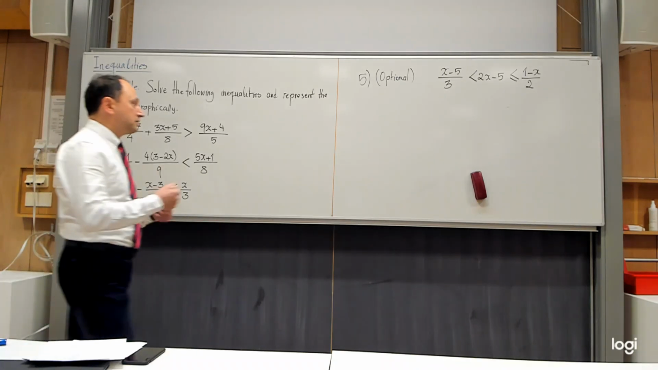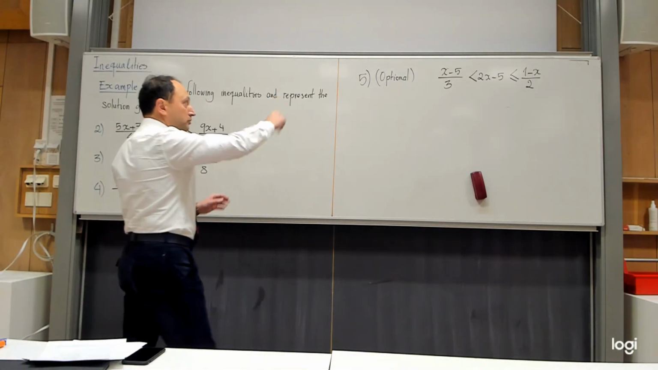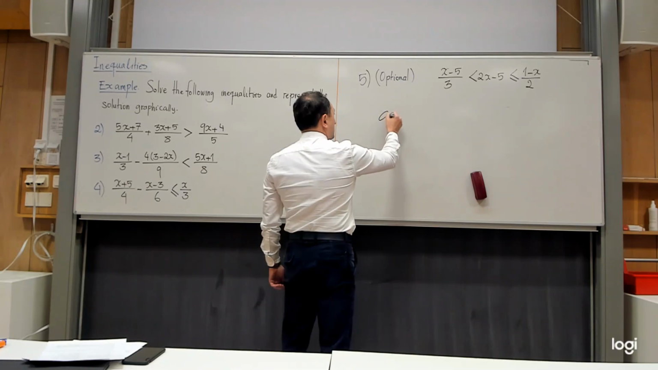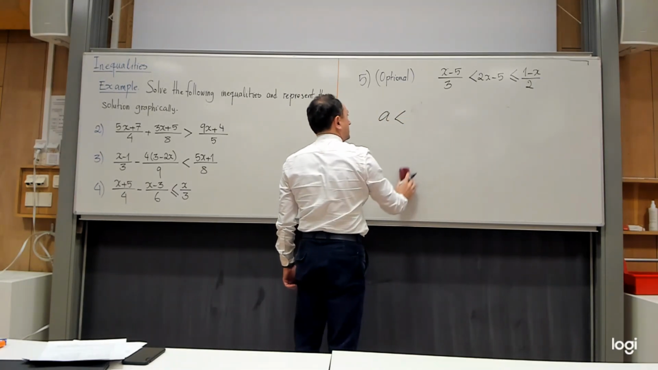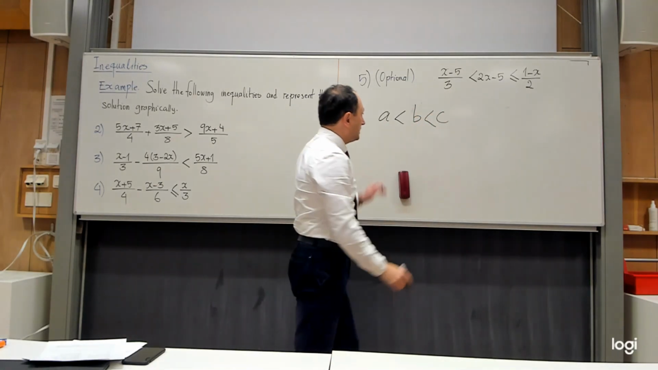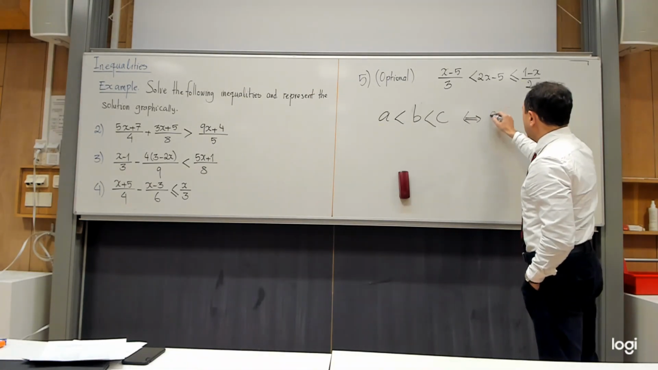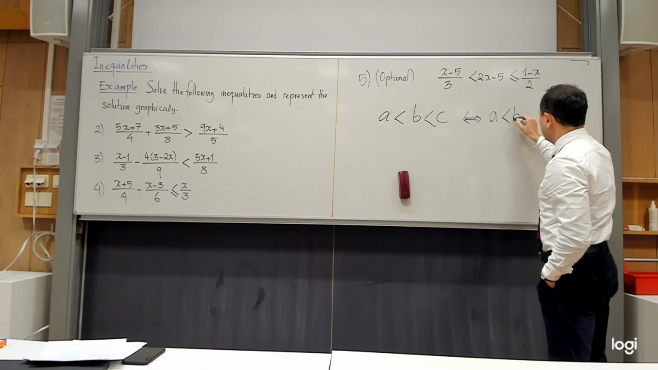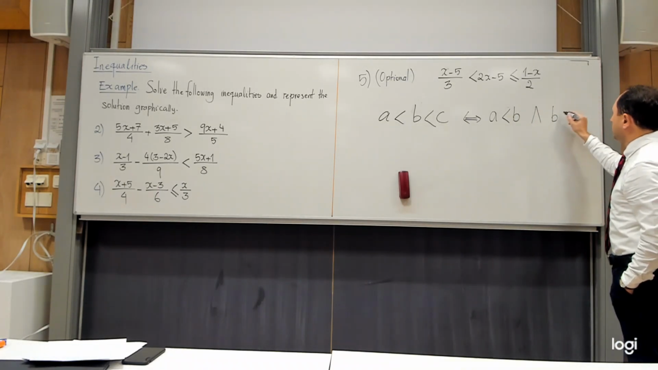So you see what I'm saying is that if you have an inequality of this form, let me write without x, a is less than b less than c. This is a short way of writing a is less than b, and this symbol means and, as I told you, b is less than c.